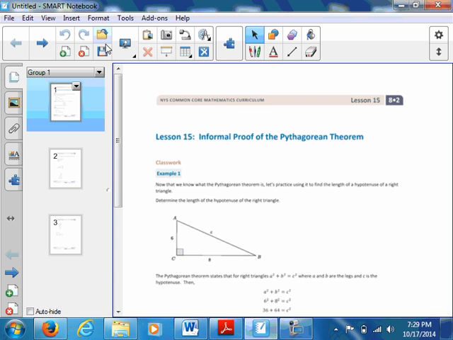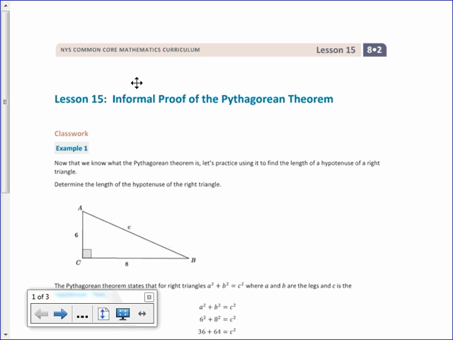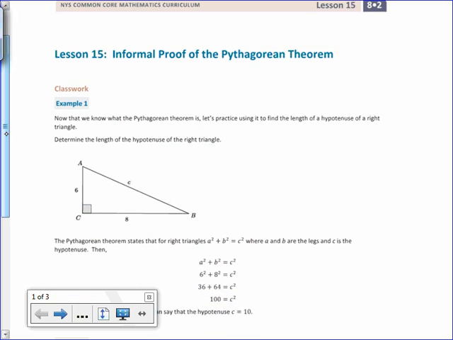This is lesson 15 Pythagorean theorem video. We're going to talk about informal proofs of the Pythagorean theorem. You've already watched a little bit of the video, so we know what the Pythagorean theorem is, and we're going to practice using it to find the length of the hypotenuse of a right triangle.